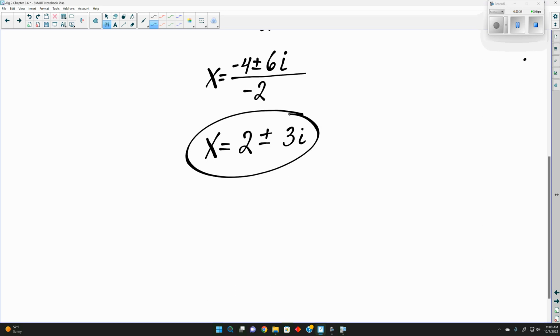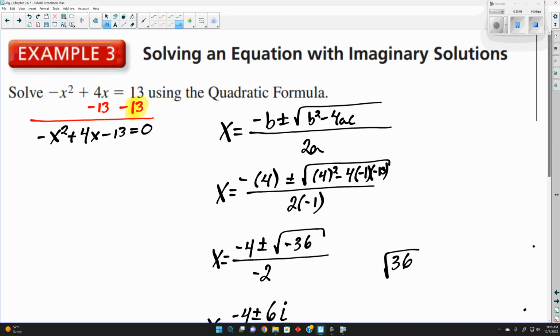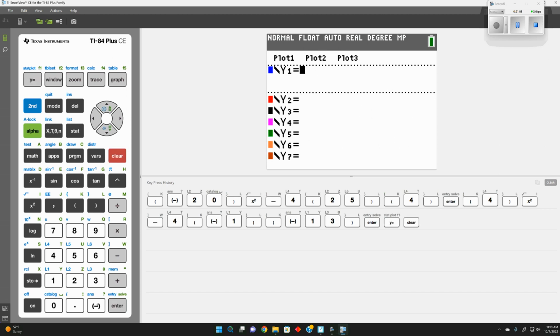If you don't want to ever encounter that negative in the bottom of the fraction, with this starting equation, we can multiply it by negative 1 and change all the signs, which would have changed it to x squared minus 4x plus 13 is equal to 0. Okay? Now, I'm going to show you this here. y equals, because we had negative x squared plus 4x minus 13.